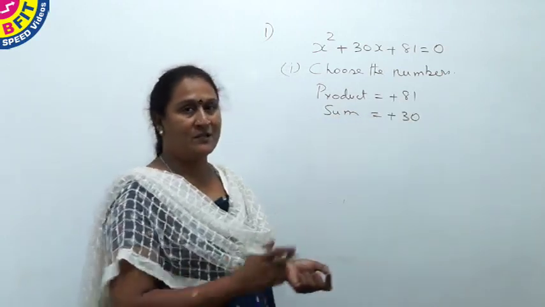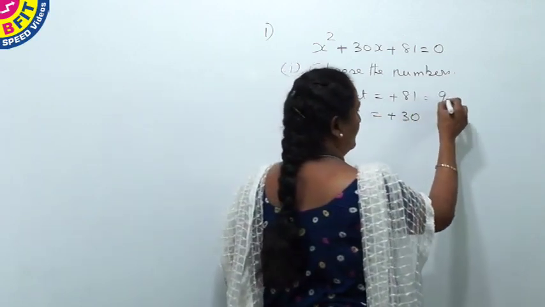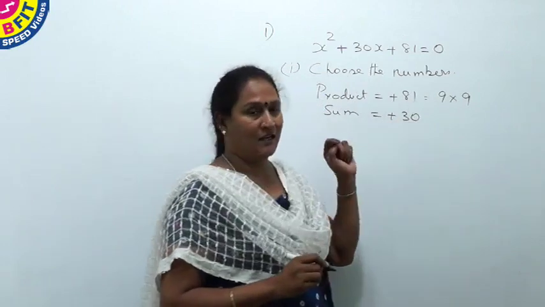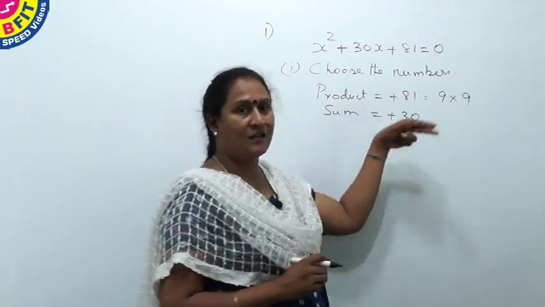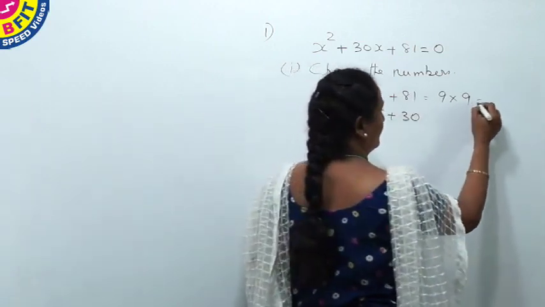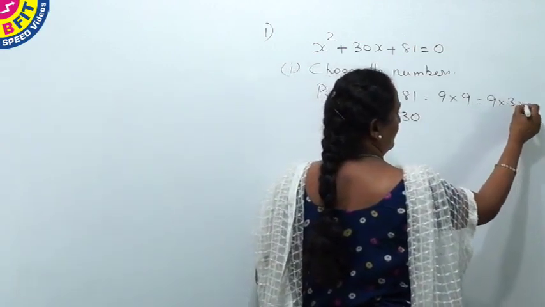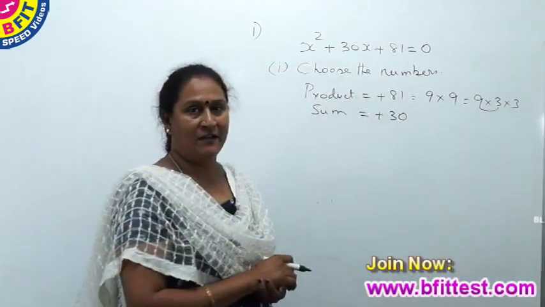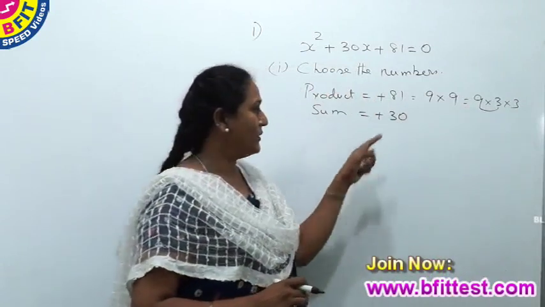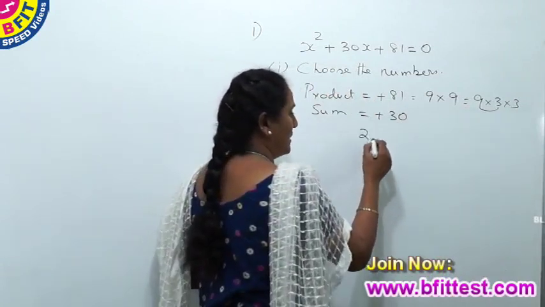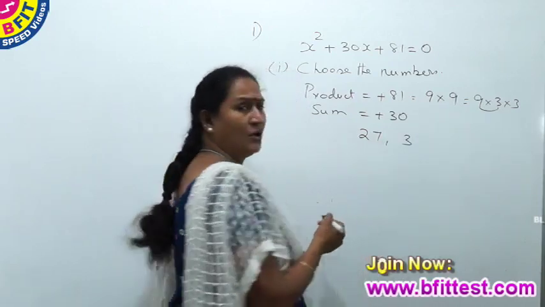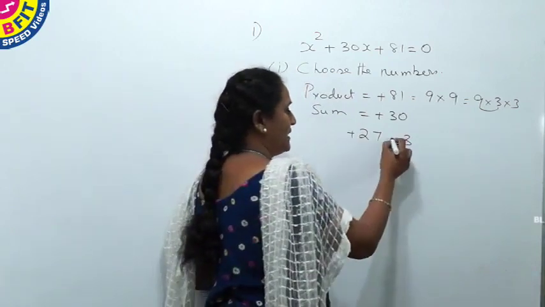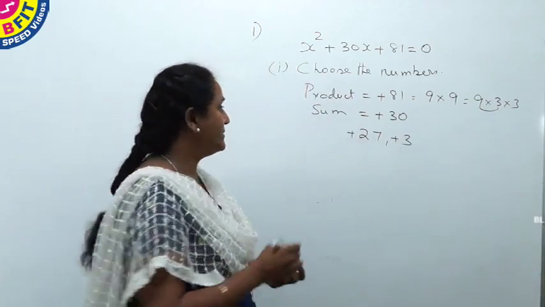We'll split these numbers into factors. So 9 into 9 is 81. When you add 9 and 9, it is not 30. So we'll split the numbers further. Now 27 and 3, the product is the same 81, and when you add these two numbers, you get 30. So the numbers are 27 and 3. As you have plus here, both the numbers take the sign plus: 27 plus 3.